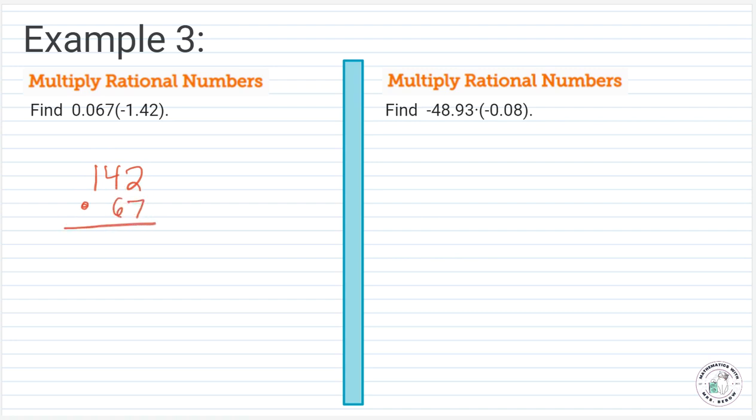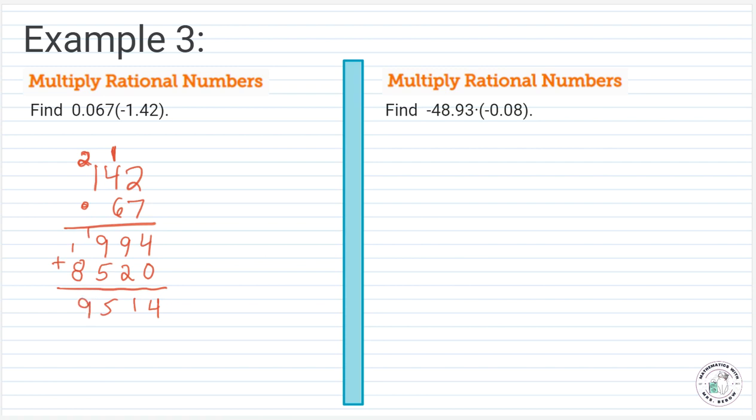So 2 times 7 is going to be 14. 4 times 7 is 28, plus the 1 is 29. 1 times 7, and then plus the 2 is going to be 9. Add our 0. 6 times 2 is 12, and we have a 1 already up there. 6 times 4 is 24, plus the 1 is 25. And so again, we carry a 2. 6 times 1 plus the 2 is going to be 8. And then we're going to add those two lines together. So again, just normal long multiplication, right? And so we end up with 9,514, which is definitely not our final answer.